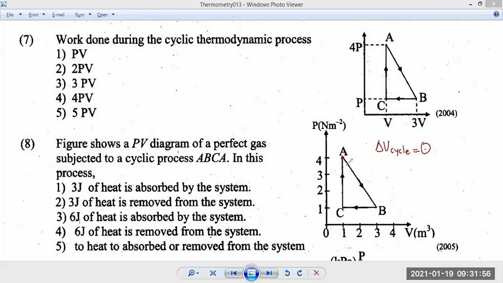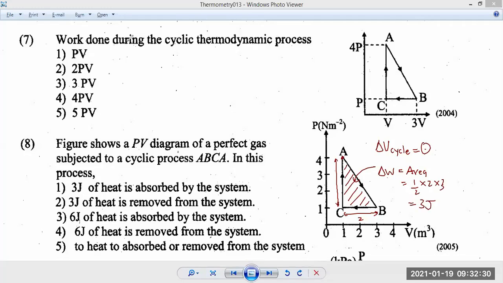Work done must be found out. Let's start with work done. Delta W is the area. And what is the area now? Again, this base is 2 meter cube, and this height is 3 newton per meter squared minus 2. Now you have to be mindful about the units as well. Sometimes they might give you kilo newton, kilo pascal, stuff like that. So you have to be a little careful there. So here 3 and here 2, area is half into base into height, and the value is 3 joules.